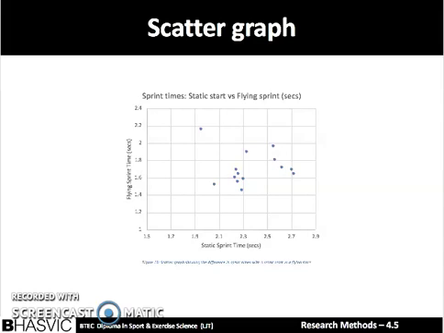The overall idea of a scatterplot graph is basically just to present the relationship and correlation between those two different data sets. So in this case, static sprint time and flying sprint time.